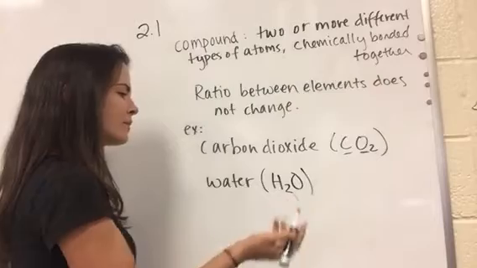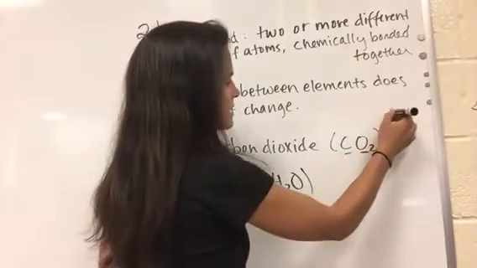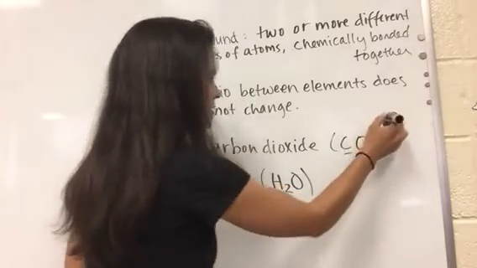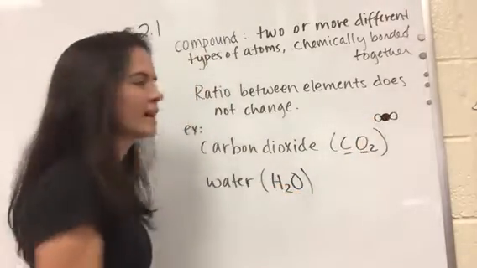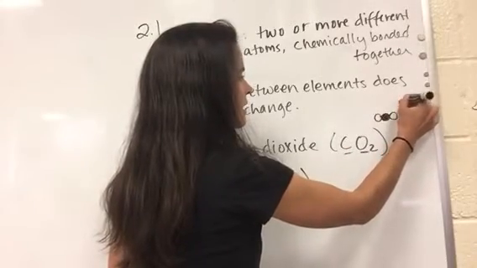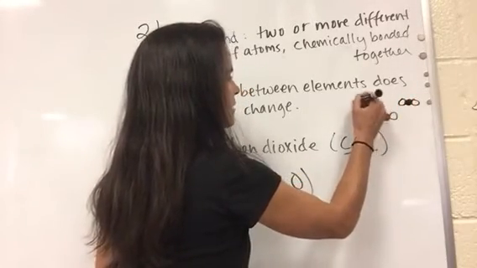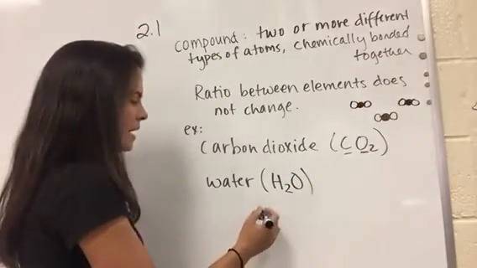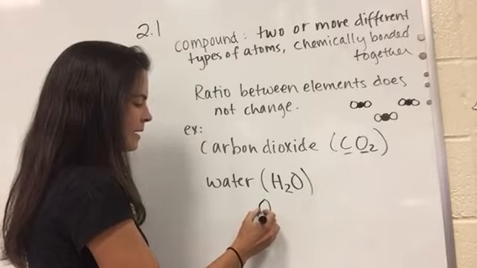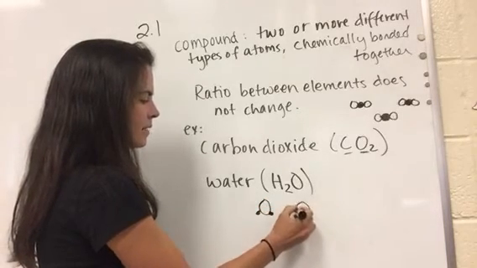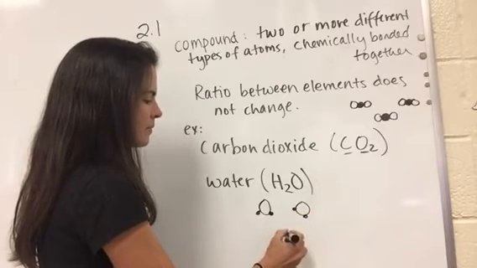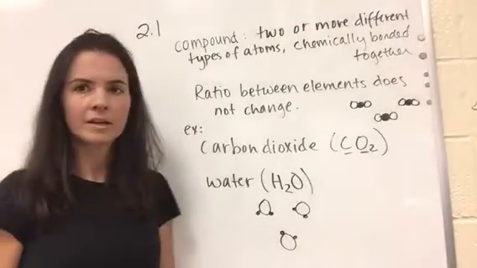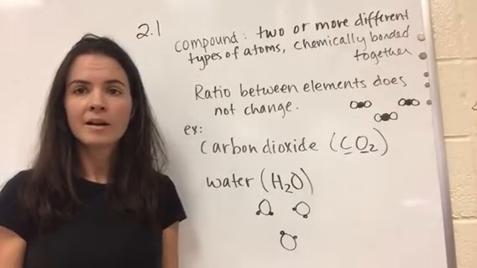So maybe if we were to draw this in particle form, you would see a C and two O's, like so. And if I were to draw a lot of them, it would always be the same ratio, 1 C to 2 O's, as a particle diagram. Water, I would also have that, and I would have my two H's. And it would always be the same ratio. They can have different orientations, but it's always going to be the same ratio over and over again. So that's the difference between an element and a compound.